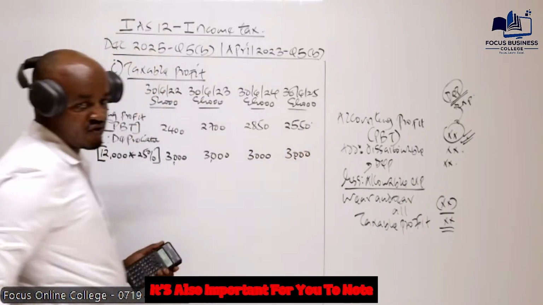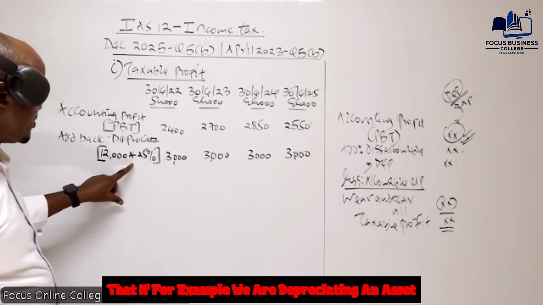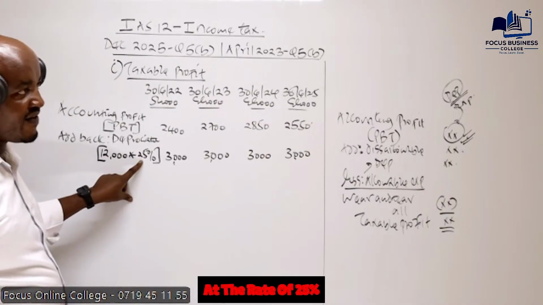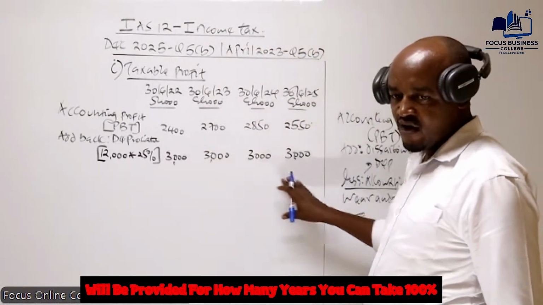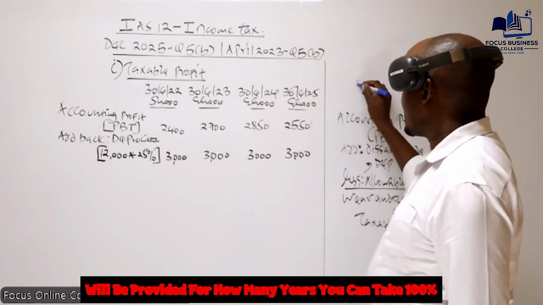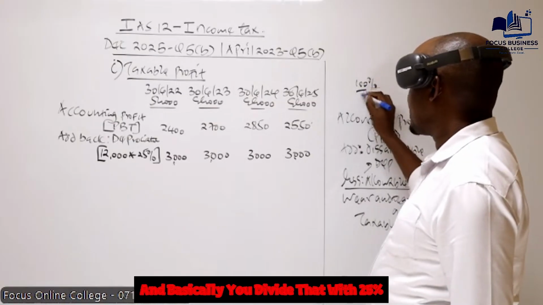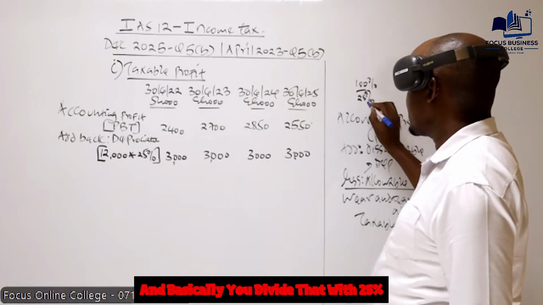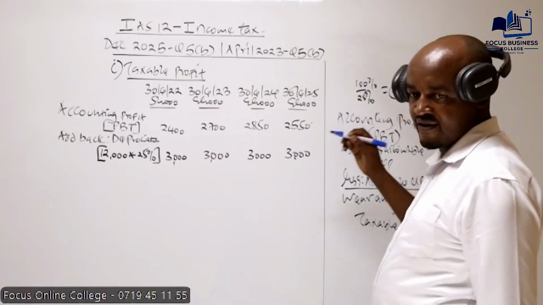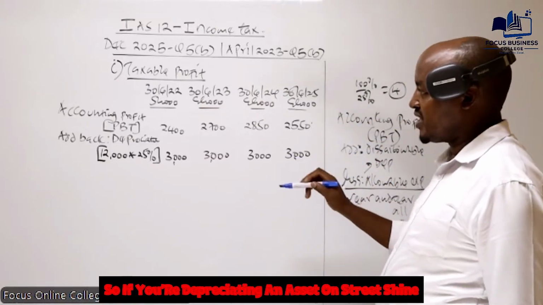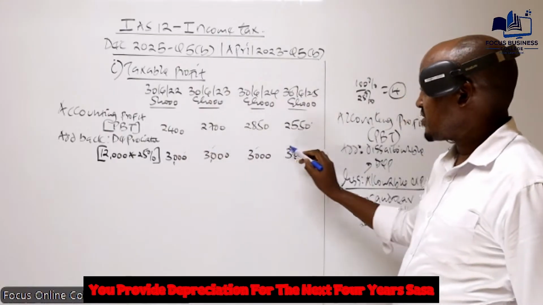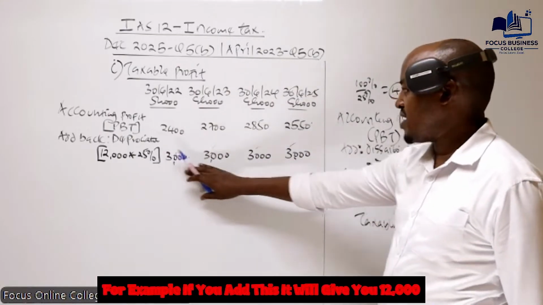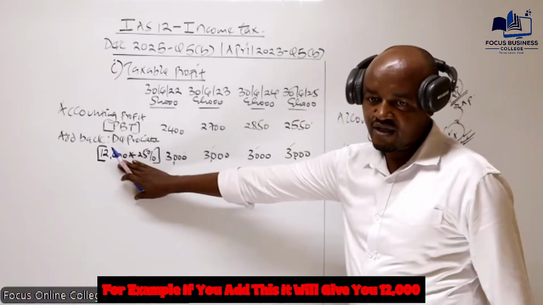It's also important for you to note that if, for example, we are depreciating an asset at the rate of 25%, for you to be able to know for how many years this depreciation will be provided, you can take 100% and divide it by 25%. So this one will give us 4 years. So if you are depreciating an asset on straight line, you provide depreciation for the next 4 years. And that's why, for example, if you add this, it will give you 12,000.